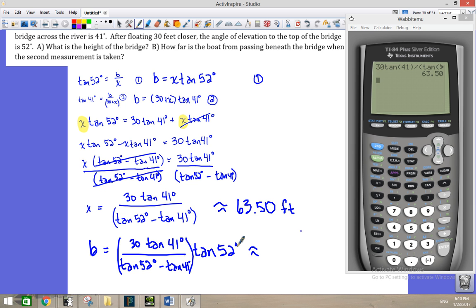And then if I multiply that times the tangent of 52, this is going to be the height of the bridge that we called B for bridge, 81.28 feet. So those are my two answers. I did them in the reverse order, but that doesn't matter. This was the answer for A, the height of the bridge, and this was how far the boat was from being underneath the bridge.